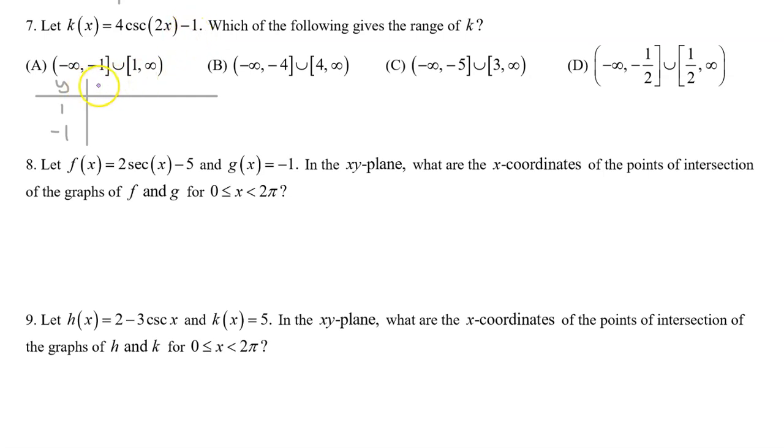So the new y values will be 4y minus 1. 4 times 1 is 4, minus 1 is 3. 4 times negative 1 is negative 4, minus 1 is negative 5. So, instead of the range going from negative infinity to negative 1, union 1 to infinity, the new range will go from negative infinity to negative 5, union 3 to infinity. That's why the answer is C.